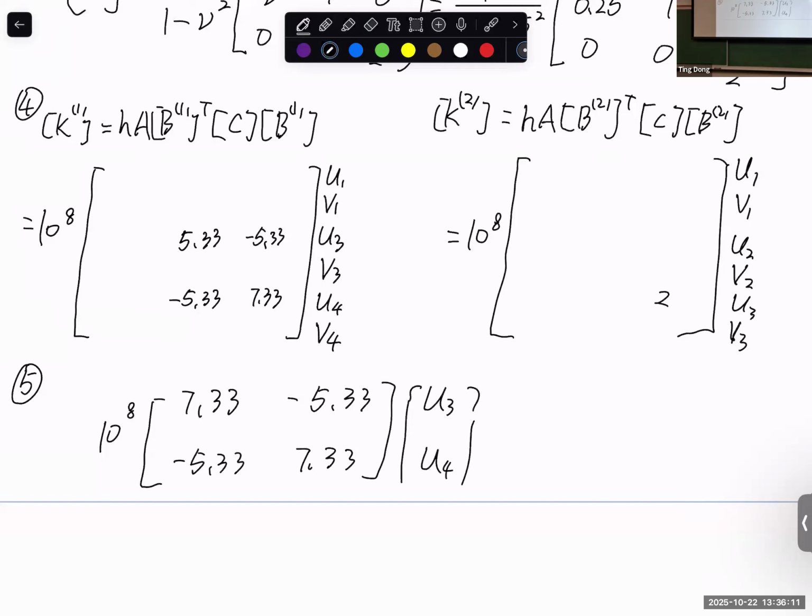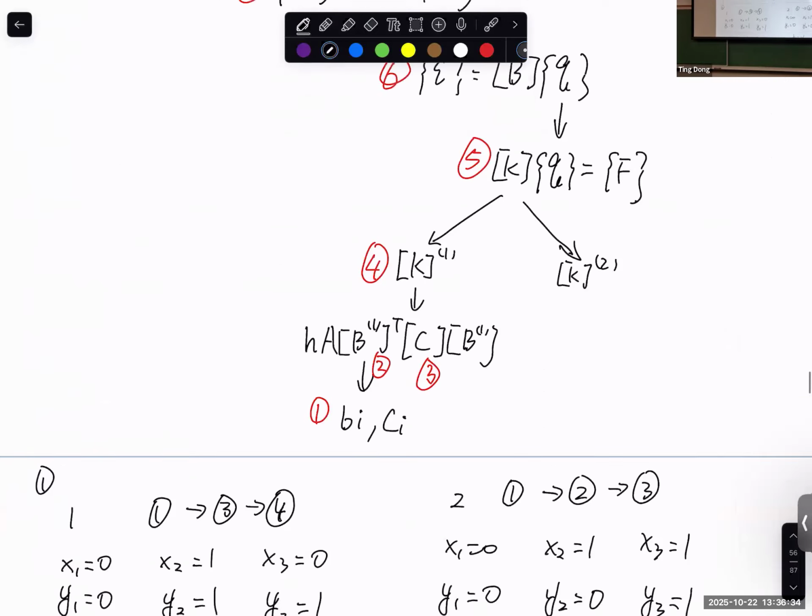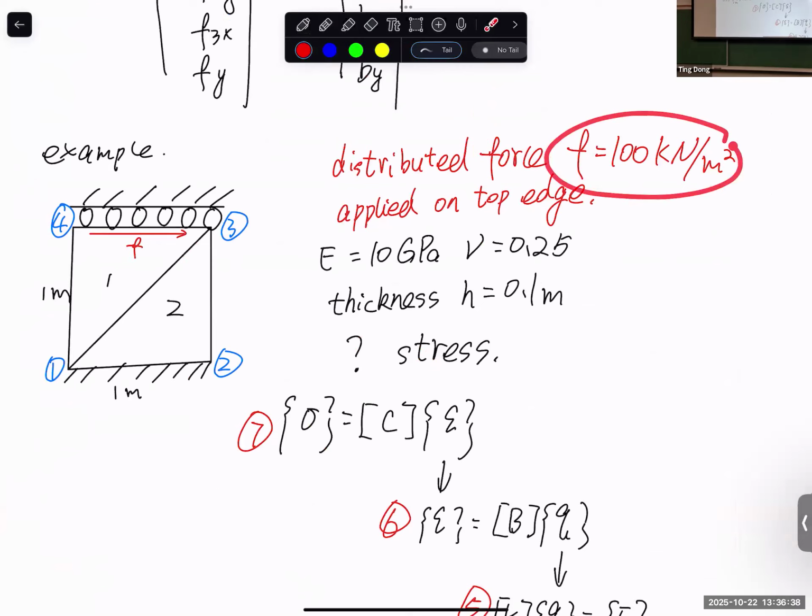U3, U4. And what should we put in the force vector? It should correspond to F3x, F4x. What is F3x? What is F4x? We have force per unit area, and we have this dimension and this dimension, which gives the area over which the force is applied. It's uniformly distributed, and there's no reason for one node to get a higher equivalent force than the other. So we calculate the force: 100 kilonewton per meter square times 1 meter times 0.1 meter. This is the total force, and half goes to node 3 and half to node 4. Make sense or not?